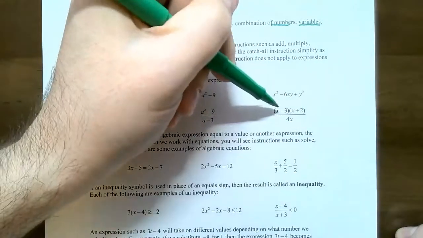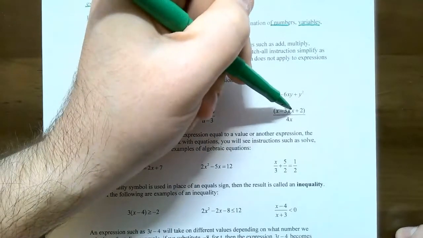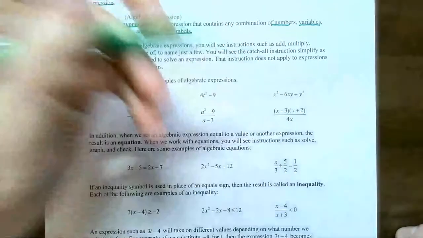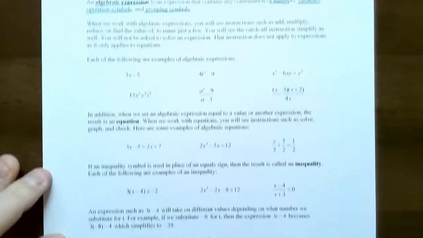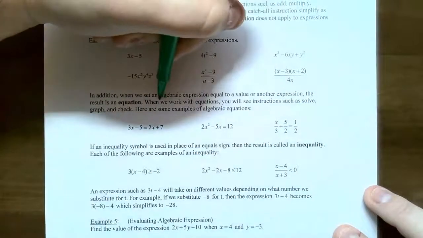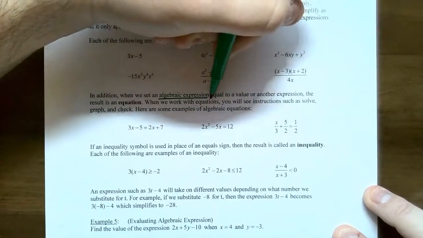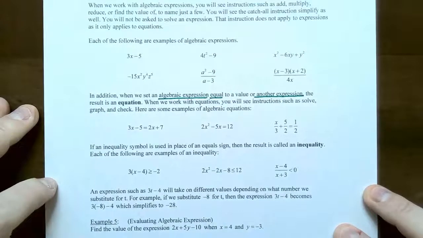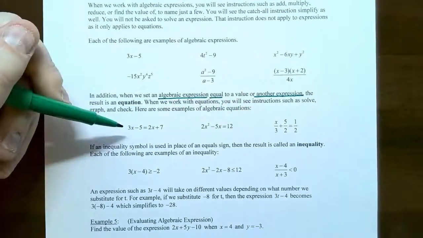X minus 3 in parentheses times in parentheses x plus 2. So you have grouping symbols in this expression, all divided by 4x. So those are all examples of expressions. Now, if you have expressions equal to another expression, then you have what's called an equation. So here's an example of an equation.